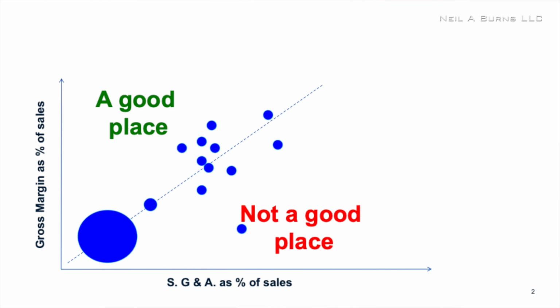On the vertical, the gross margin as a percentage of sales, and the horizontal axis, SG&A, that's selling, general and administrative costs as a percentage of sales. Important thing to note here is the points on the graph, the circles on the graph, are actually business units.